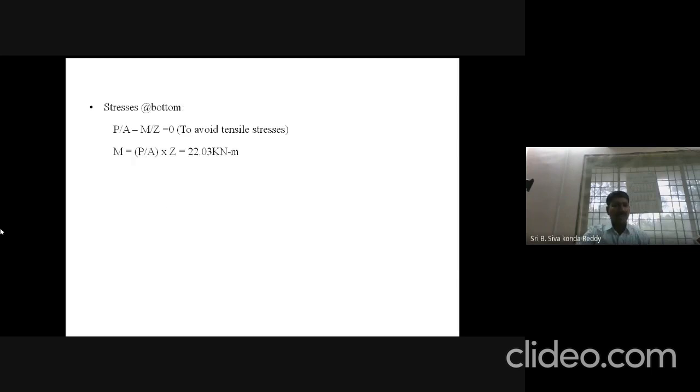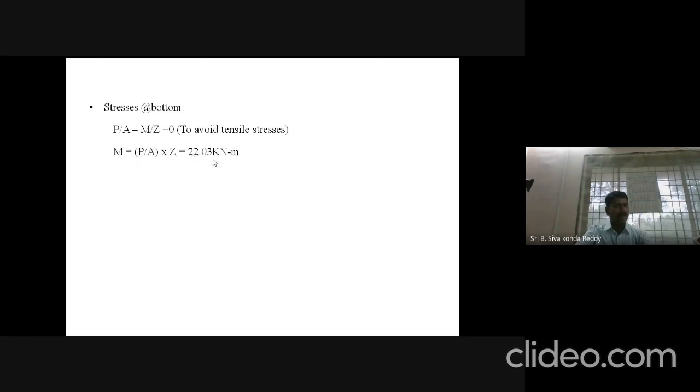So when I take that equation, what is this? This is P by A plus Pe by Z minus M by Z. To avoid tension at the limiting condition, this should be equal to 0. So when I start substituting this, I'm going to get the bending moment. Now I know this value 5.2 and I know the Z value.